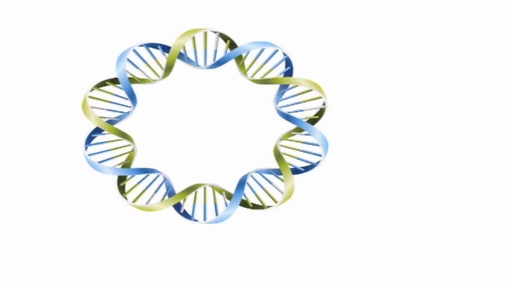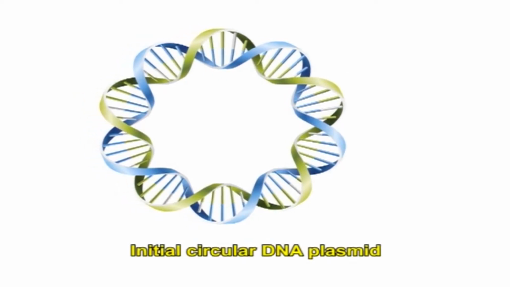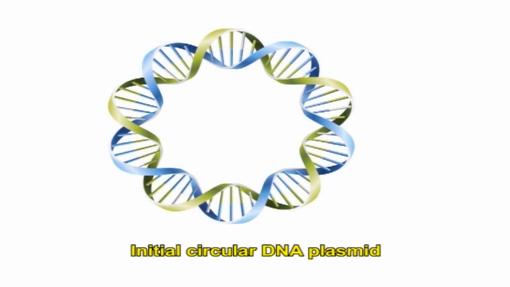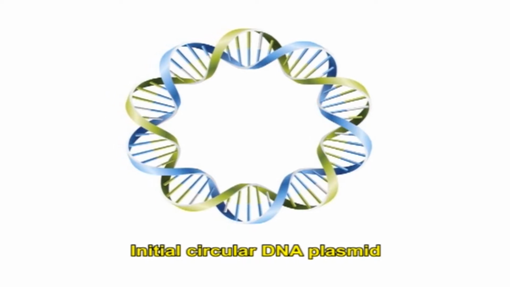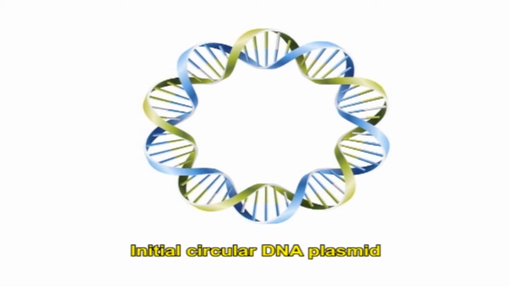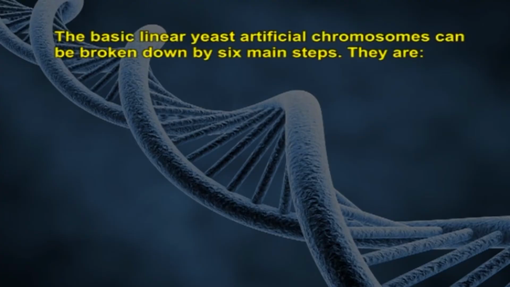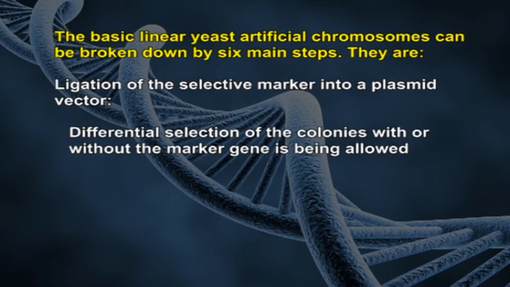A YAC is constructed using an initial circular DNA plasmid. Using a restriction enzyme, the initial circular DNA plasmid is typically cut into a linear DNA molecule. To ligate the DNA sequence, ligase is used, which forms a single large circular piece of DNA. The basic linear yeast artificial chromosomes can be broken down into 6 main steps. They are ligation of the selective marker into a plasmid vector, where differential selection of the colonies with or without the marker gene is allowed.